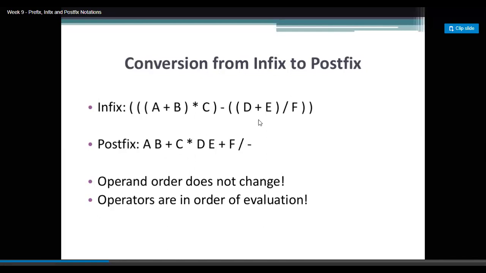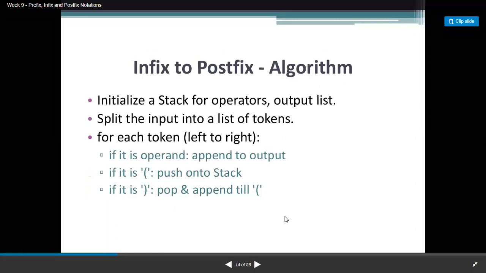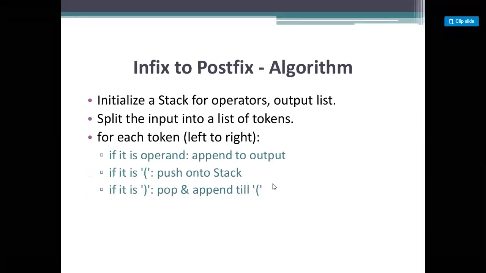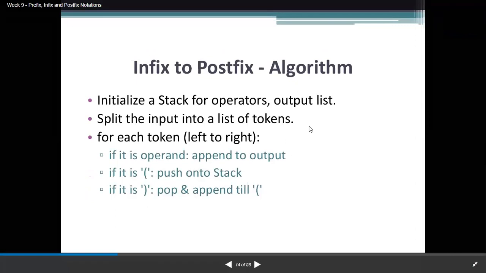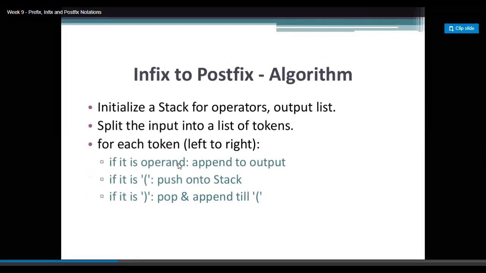So that is what we will learn today, how we can convert from infix to postfix. So whenever you are trying to convert from infix to postfix, again we use a stack, and in the stack, we basically have 3 rules. In this one, we use 3 basic rules: if it is an operand, we append it to the output.